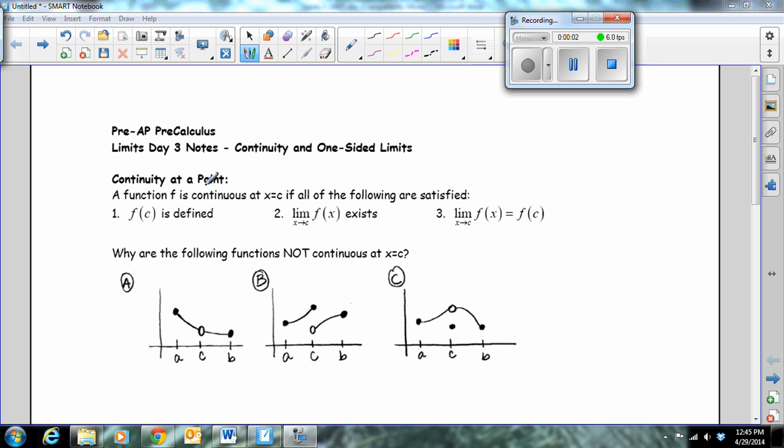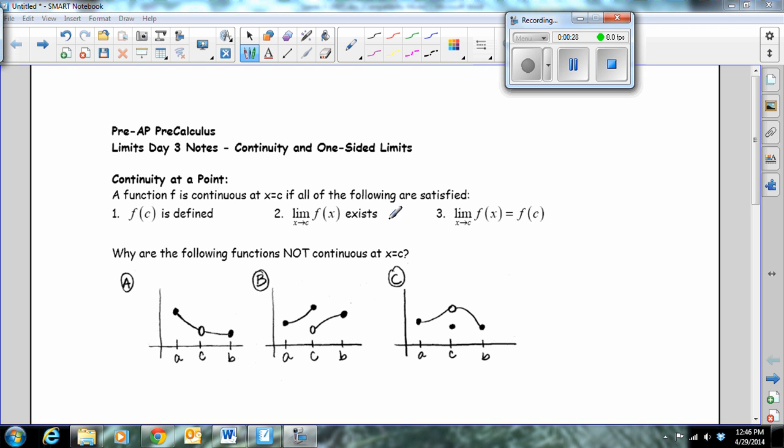This is your day 3 notes over limits. Continuity of a point. A function f is continuous at x equals c if all of the following are satisfied. The first condition is f of c must be defined. The limit as x approaches c of f of x should exist, and the limit as x approaches c of f of x must be equal to f of c.